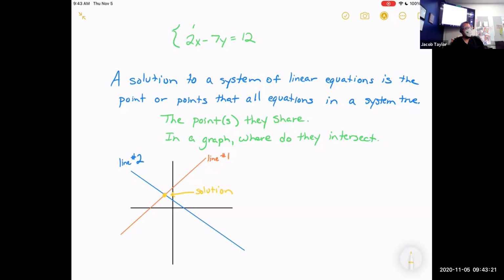And we are, this week and next week, going to do this both ways. We are going to solve these by graphing, graph and find the coordinate where the two lines cross. And we are also going to solve this using algebra, just the two equations without the graphs.